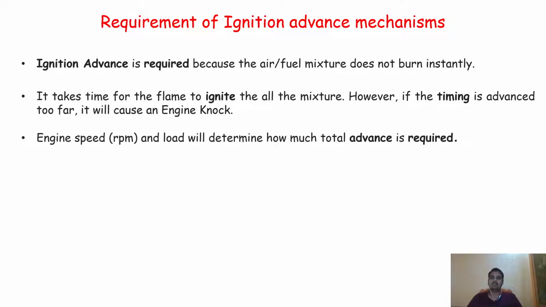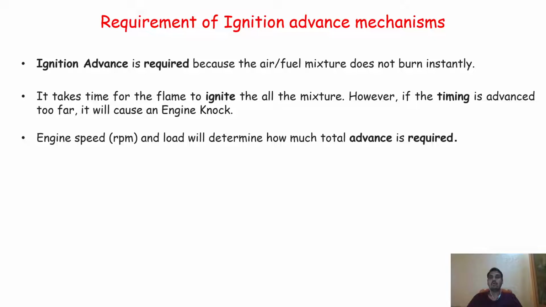So, dear friends, in the last few videos, we already discussed the ignition systems, which are the battery ignition system and the magneto ignition system. These two are the basic types of ignition systems which we use in different automobiles. Along with the ignition system, we also discussed the use of the spark plug, the ignition coil, the contact breaker, etc.